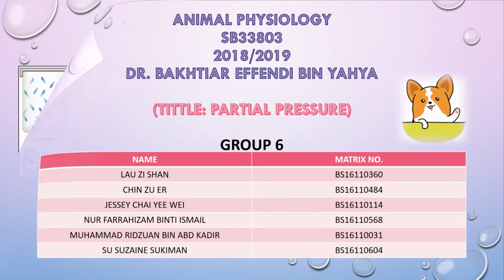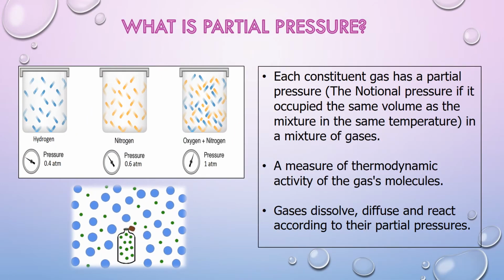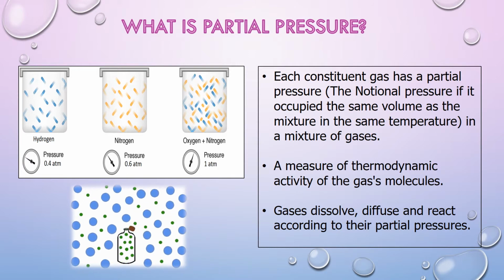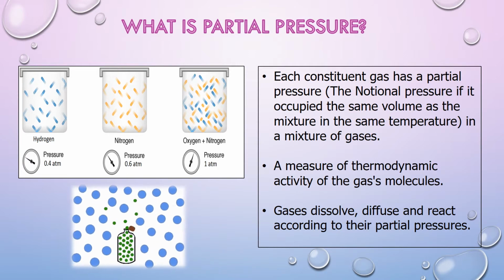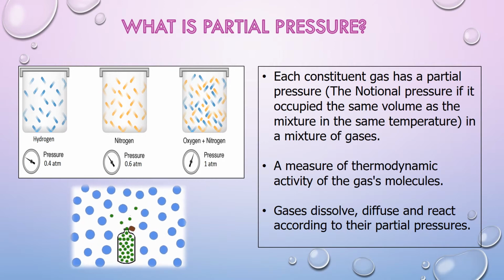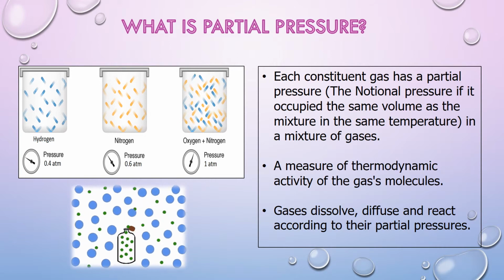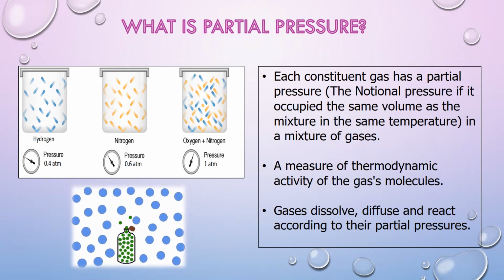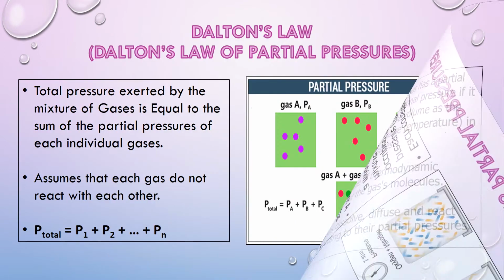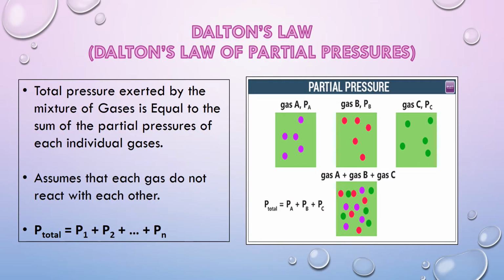Let's go. First of all, you need to know what partial pressure is. We are surrounded by air and gases that have a partial pressure in a mixture of gases. All of these gases can be dissolved, diffused, and react according to their partial pressure. In order to understand more about partial pressure, we need to understand Dalton's law.